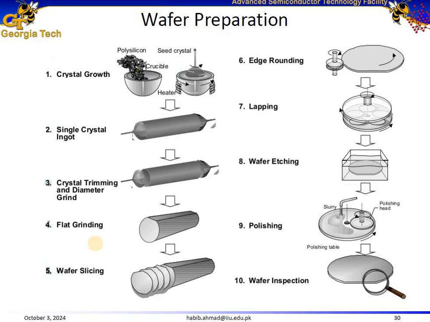Now we talk about the semiconductor wafer preparation process. Here is an elaboration on each step shown in the wafer preparation process. We start with the crystal growth, and this step begins with the growth of single crystal ingot using Czochralski's method or float zone technique from polycrystalline silicon.